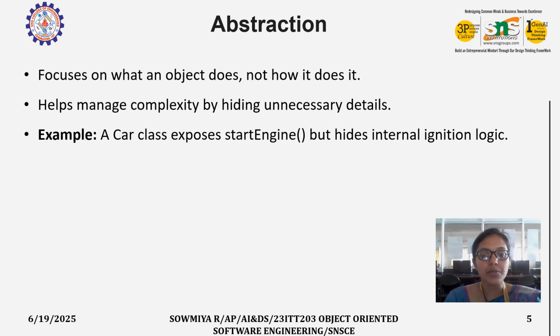The first one is abstraction. Abstraction is about focusing on what an object does rather than how it does it. It helps to reduce the complexity by hiding the unnecessary implementation details. For example, when you use a car class, you simply call the start engine method without knowing how the ignition mechanism works inside the car. That hidden logic is abstraction at work.